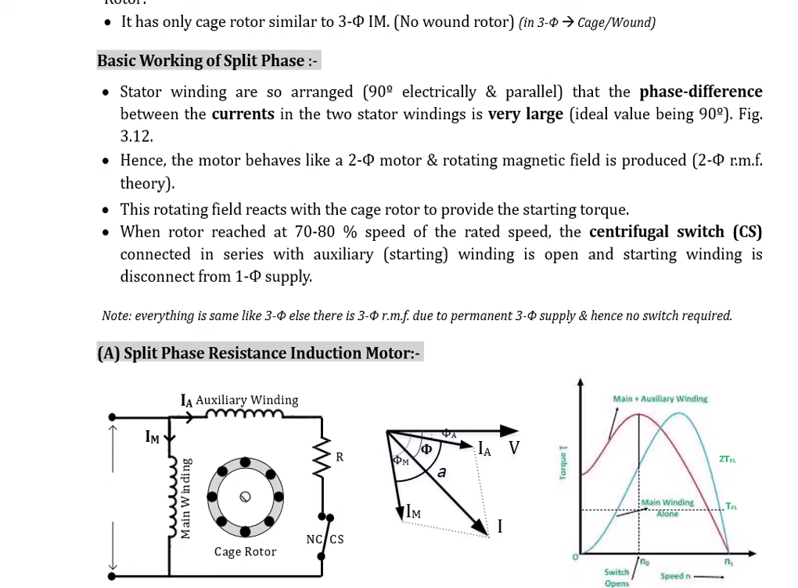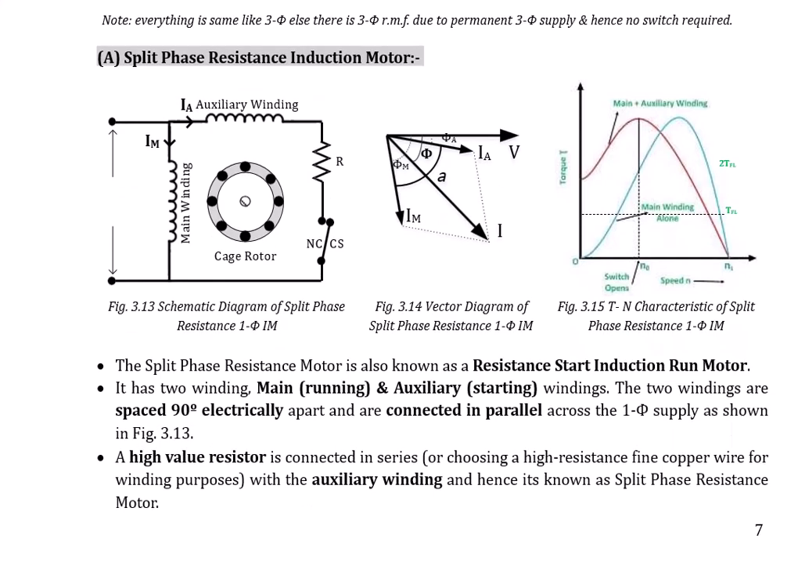Now we have another type of split phase induction motor, in which we add a resistance in the auxiliary winding. So why is this resistance added? The split phase motor has two windings, main and auxiliary, spaced 90 degrees electrically apart and connected in parallel. A high value resistor is connected in series, by choosing high resistance fine copper wire for the auxiliary winding, hence it is known as the split phase resistance motor.